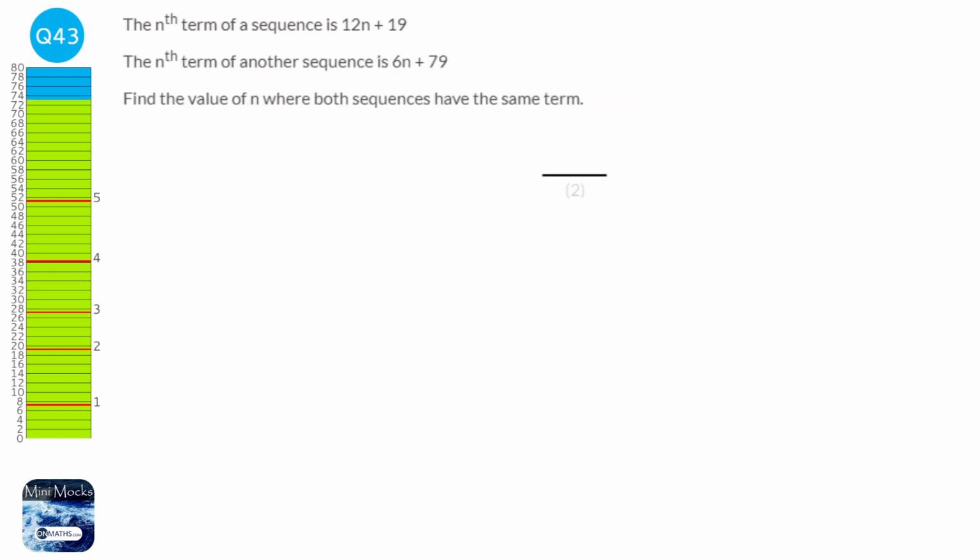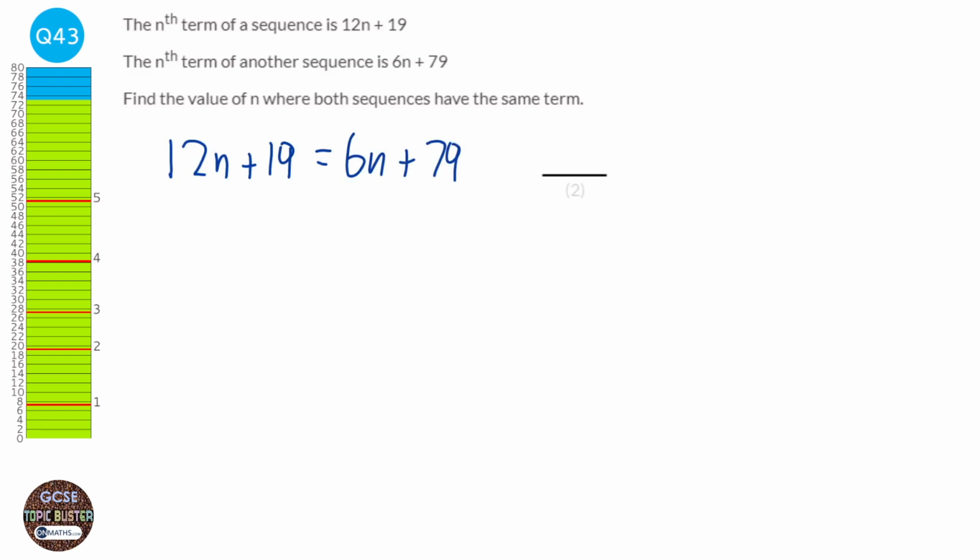So we're asked to find the value of n where both sequences have the same term. So I'm going to start off by equaling both nth terms to each other, and then we can find the value of n, which gives the same term.